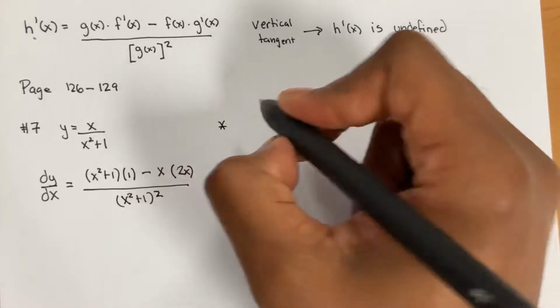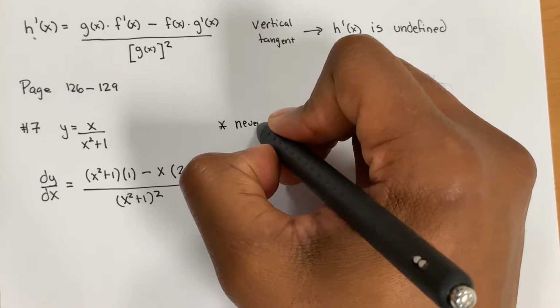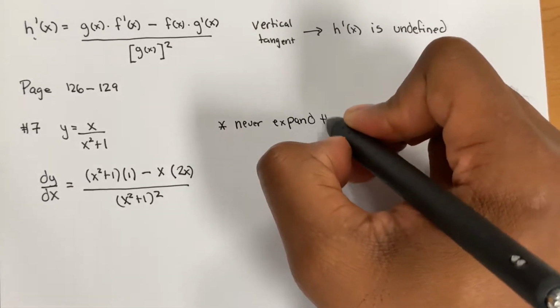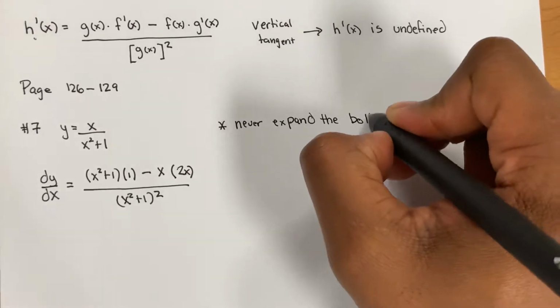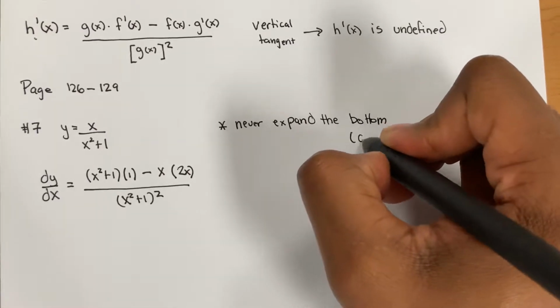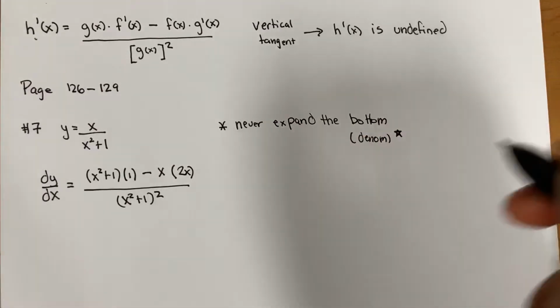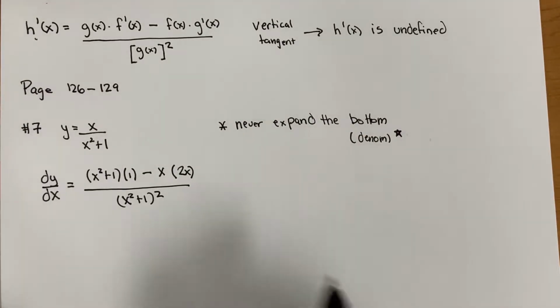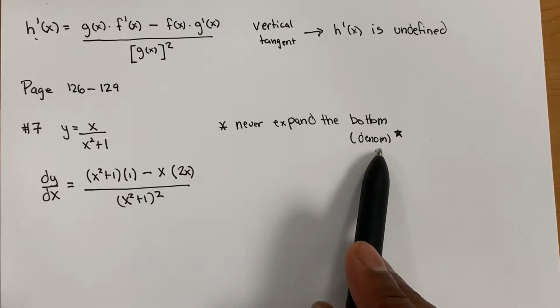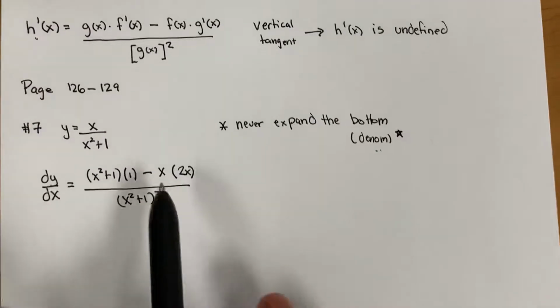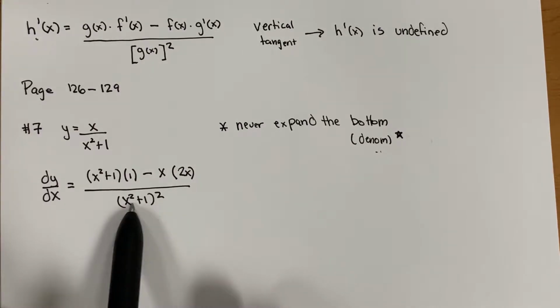Over here, I'm going to make a note that we should never expand the bottom, or the denominator. And then I'm going to put a star by that. The star is just for special circumstances. Most of the time for algebraic functions, we don't require expanding this.